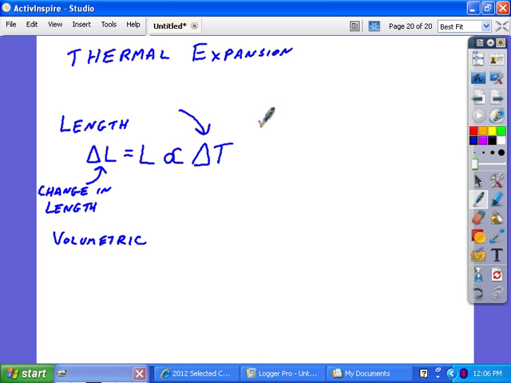The key thing to remember anytime we're dealing with a delta, in this case delta temperature, is that it is your final minus your initial. Let's say the temperature is increased, that means your final temperature is going to be greater than your initial temperature. Therefore, this end result will be positive. If this is positive, that means your delta L is going to be positive.